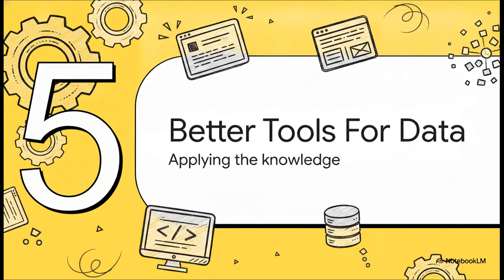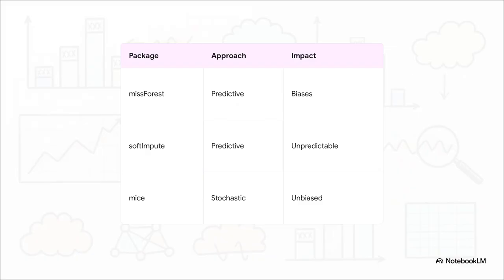All right, final stretch, Section 5, better tools for data. How do we actually apply this theory to our everyday workflows? Because this isn't just theoretical, it impacts the literal software packages data scientists use every day. Popular predictive tools, unfortunately, rely on that flawed MSE logic. MissForest optimizes a loss function, which systematically introduces bias and overfits to the conditional mean. SoftImpute can give you a highly unpredictable spread when your data signal is low.